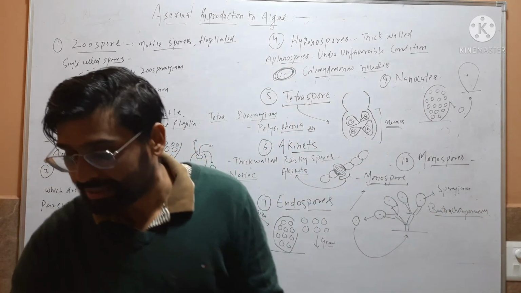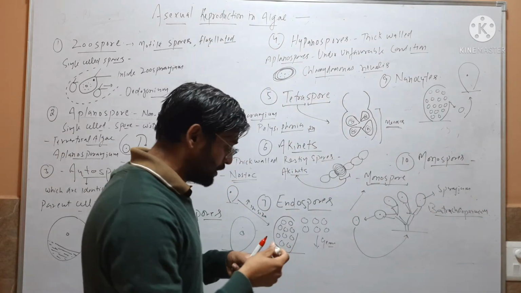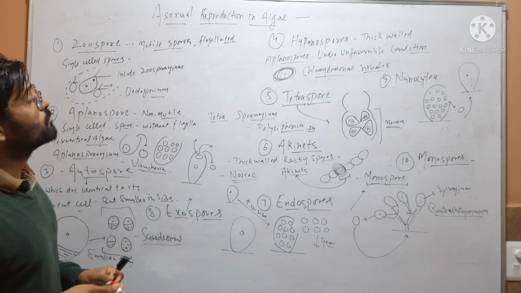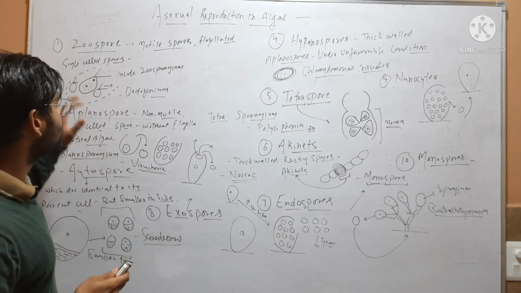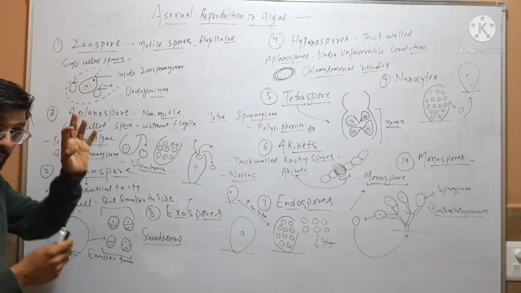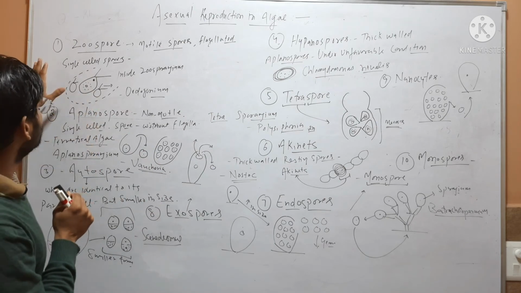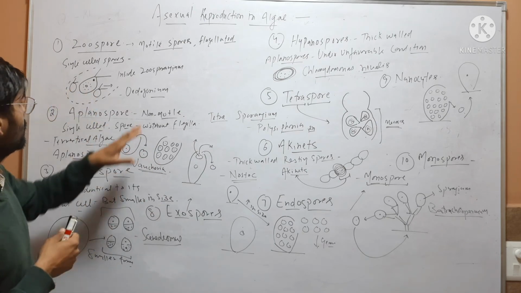So these are asexual reproductive spores found in algae. First is zoospore. It is a motile flagellated spore, which is a single cell. It has flagella and also an eye spot inside it. So it is found in aquatic algae, for example Oedogonium.